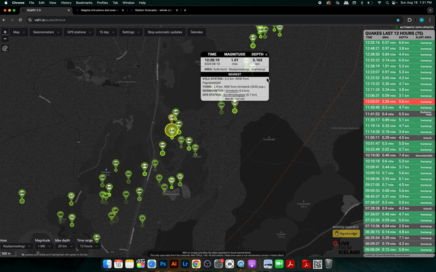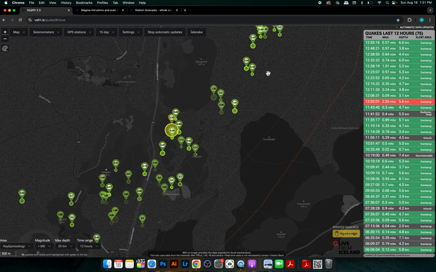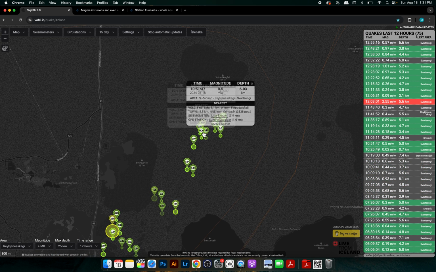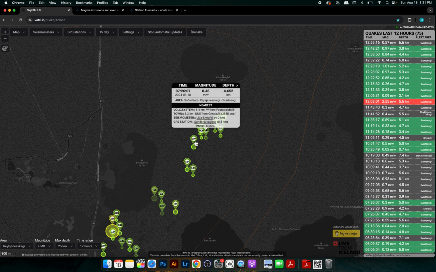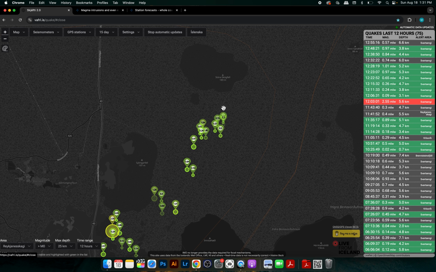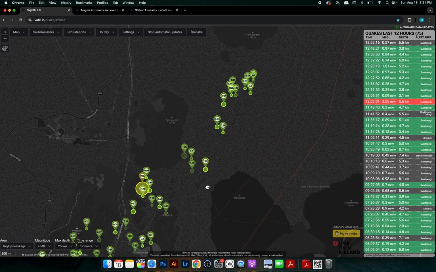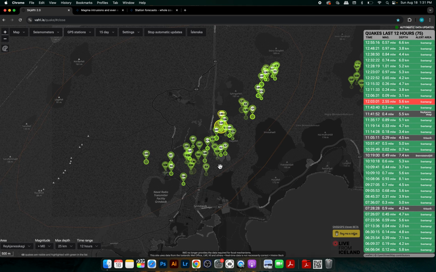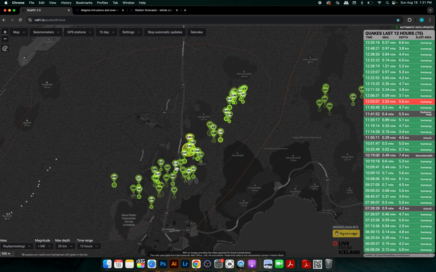And then we see one here at 1 magnitude at 5 kilometers. And then all the ones around here also around 5 kilometers in depth, but just under 1 magnitude. So the majority are pretty much under 1 magnitude. So that's kind of still the same pattern throughout the days.